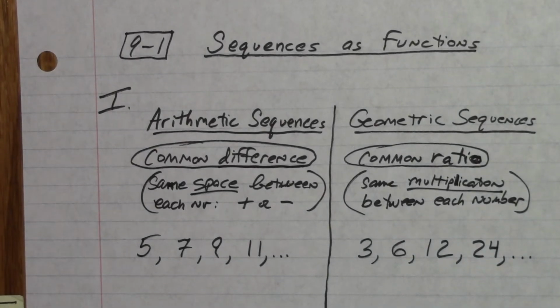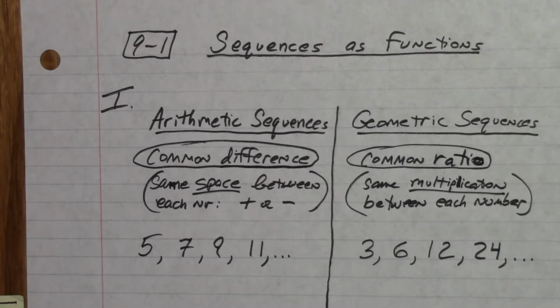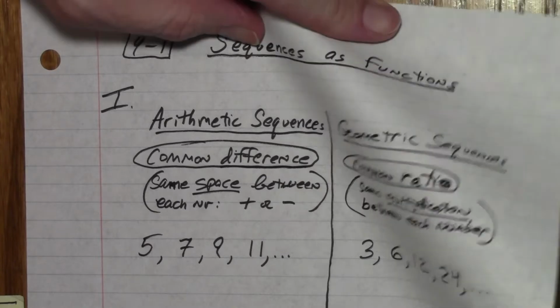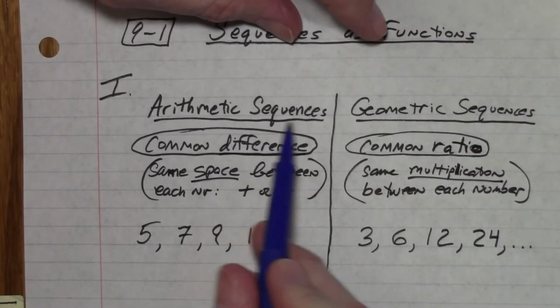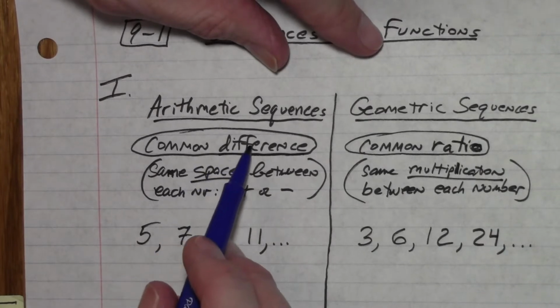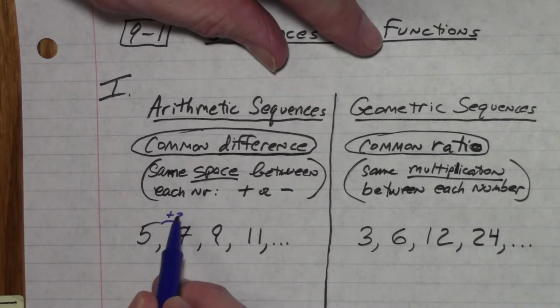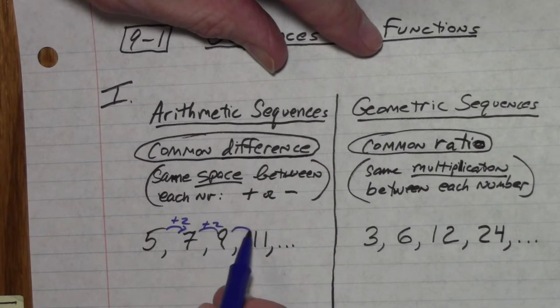Hello, we're going to look at arithmetic and geometric sequences. Some of the things on this page will actually apply in the next couple of topics as well. But let's look first at the difference between arithmetic and geometric sequences. There's a common difference, meaning you add or subtract the same distance each time. You can see here we plus 2, plus 2, plus 2, so it's adding 2 every time.